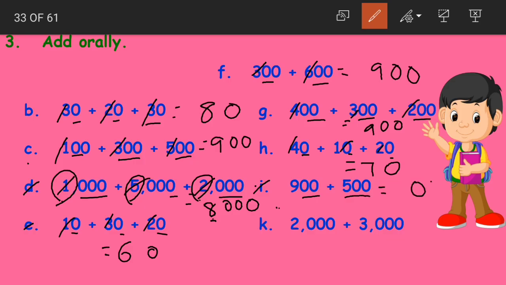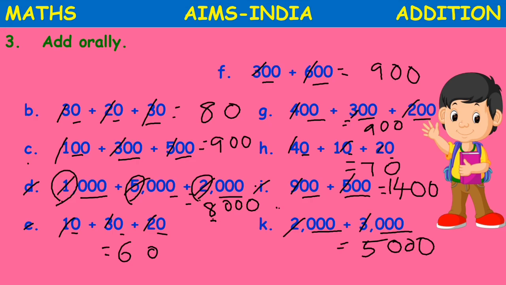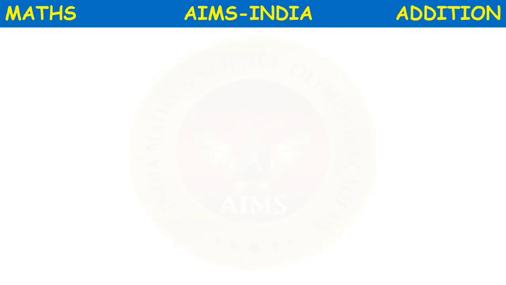So I will put 2 zeros. 9 plus 5 becomes 14. So I will write 14 as it is. 1400. Moving on to question number K. We are having 3 zeros here. So I will put 3 zeros. 2 plus 3 becomes 5. So the answer will be 5000. Yes children? These were the homework problems.